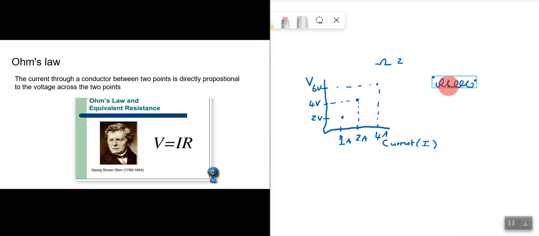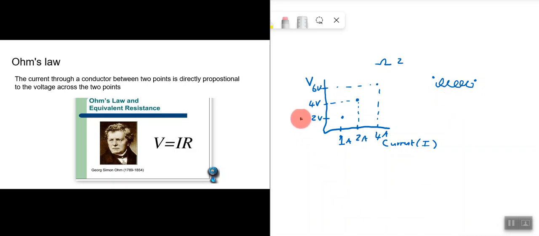So we have these 2 points. What's going to happen is the current through a conductor, so imagine this is your conductor, between 2 points, is directly proportional to the voltage across the 2 points. So it's directly proportional to the voltage. If you have 2 volts across these 2 points, and you have 1 amp of electricity flowing through.